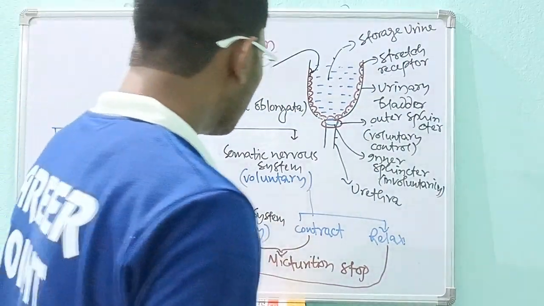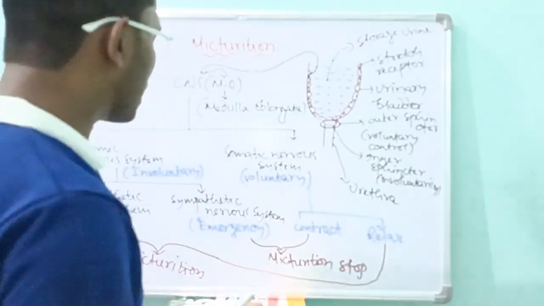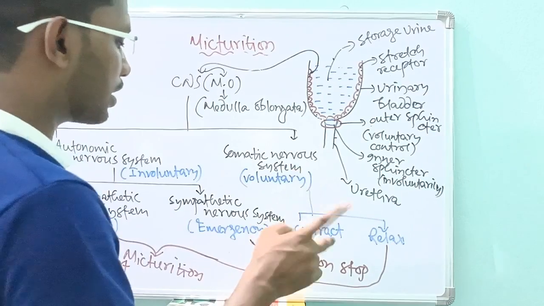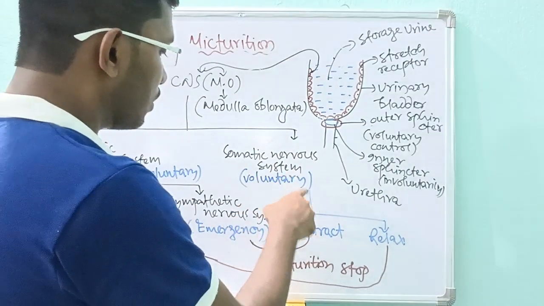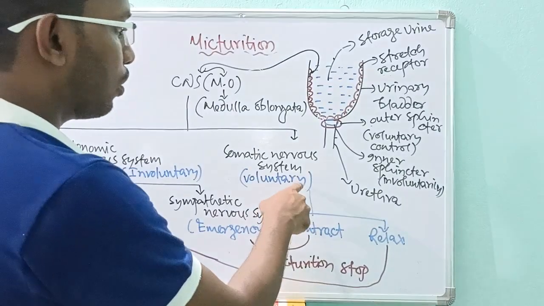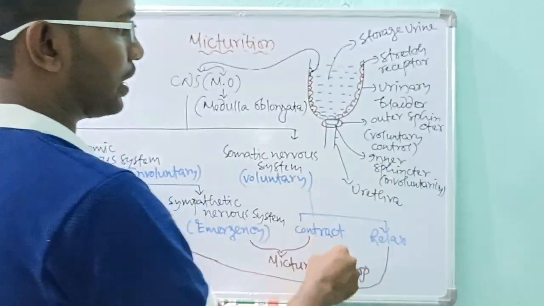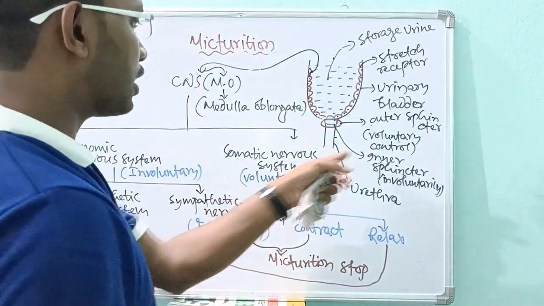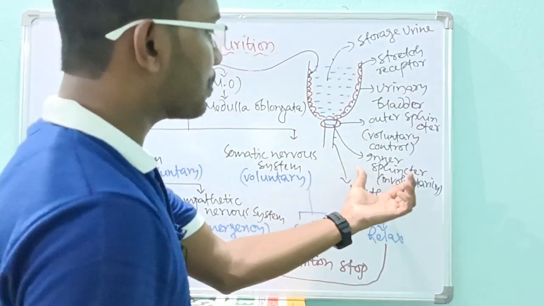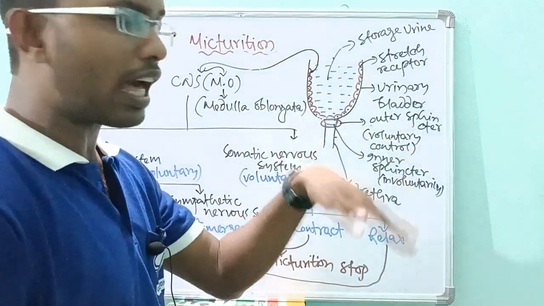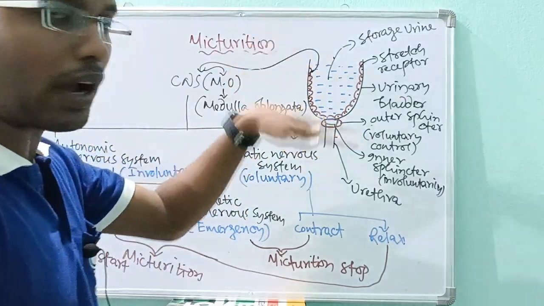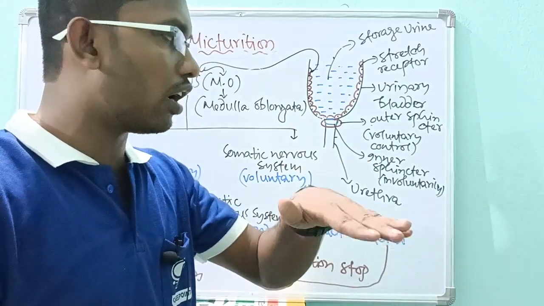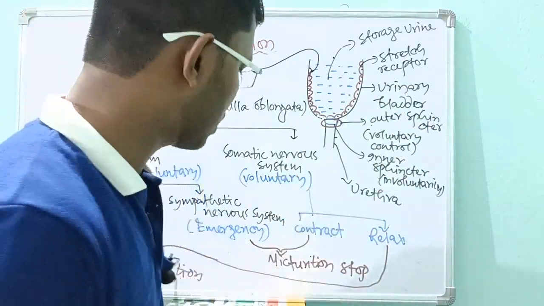At that particular time, two mechanisms are involved. One is the sympathetic nervous system. You also find that the somatic nervous system, which controls the outer sphincter voluntarily, should be activated. The inner sphincter has no responsibility. It can allow the urine to pass, but the outer sphincter tries to resist it, to prevent it from being released for some time.